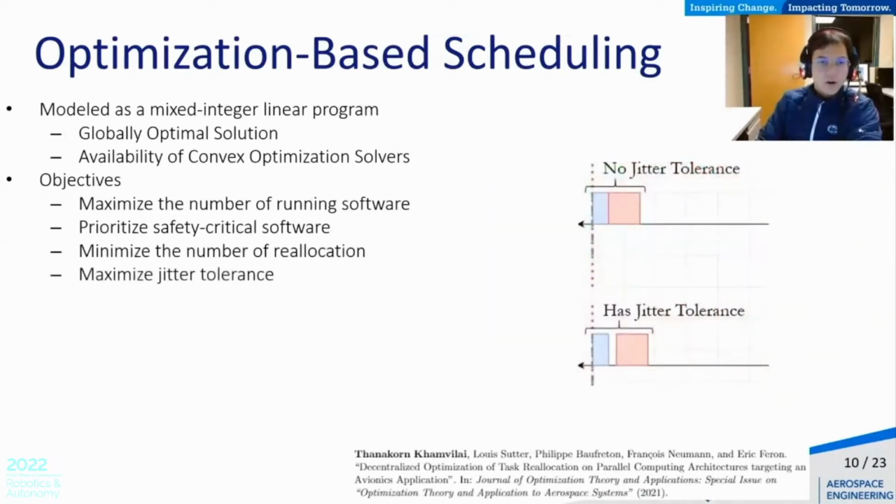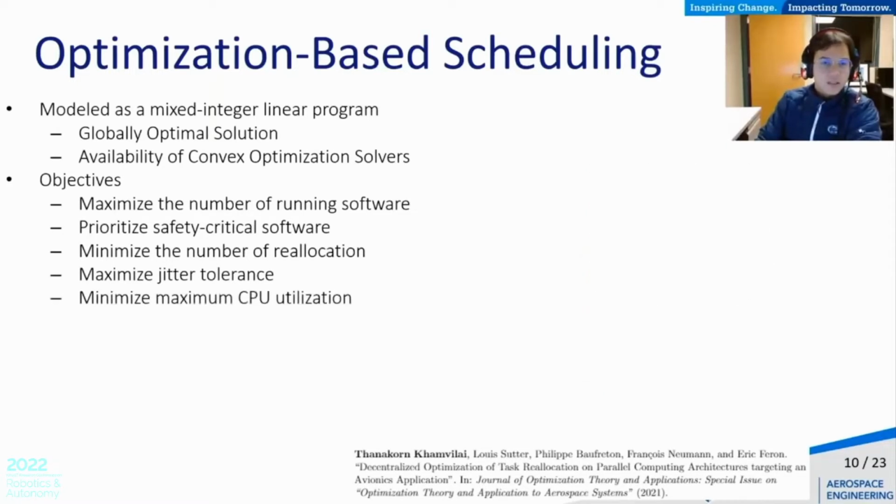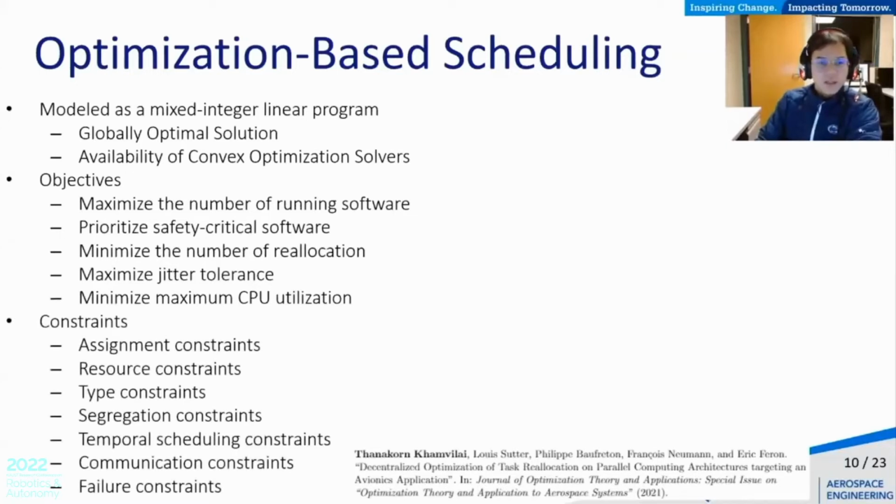It should also provide a tolerance in case of delay, latency, and any other uncertainties in the software execution time. And lastly, in the case of a multi-core system, the maximum CPU utilization should be minimized. And like other optimization problems, this problem also has a lot of constraints to satisfy.